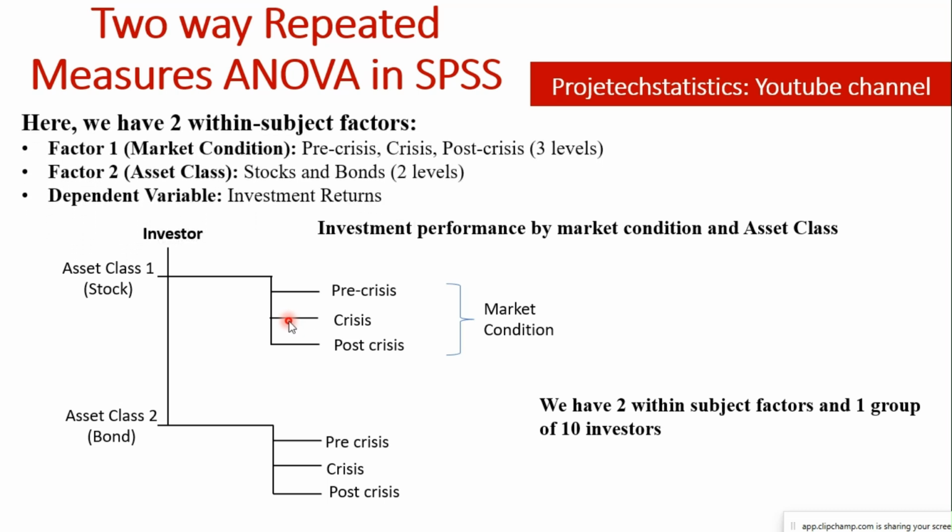This is a diagrammatic representation of the experiment. As you can see clearly, we have two asset classes here, and inside those classes we have different market conditions. So we have factor one, the market condition, having three levels, and factor two, asset class, having two levels. Our dependent variable is investment returns.